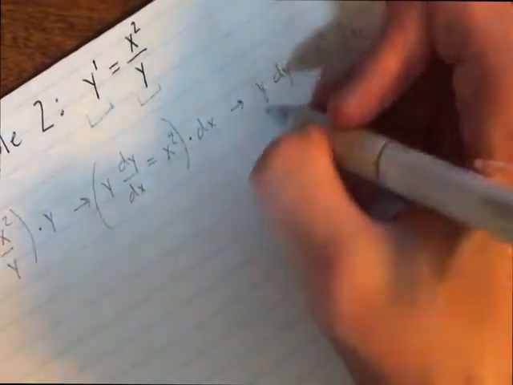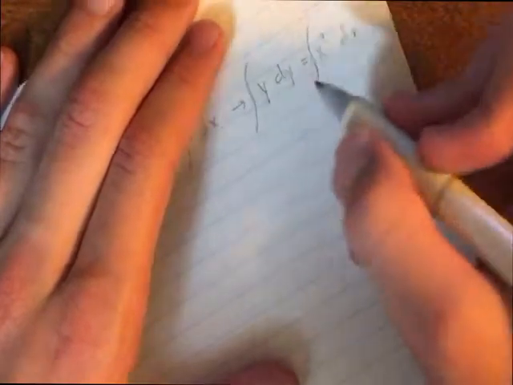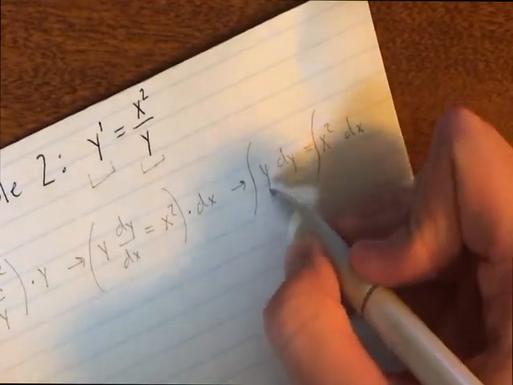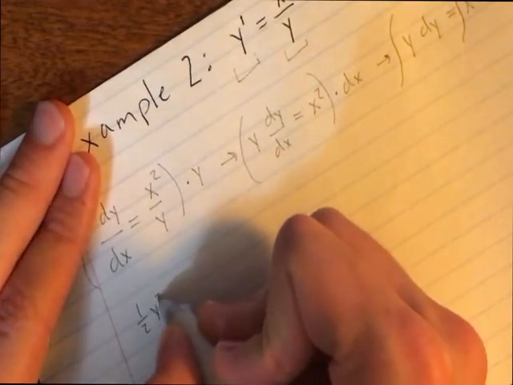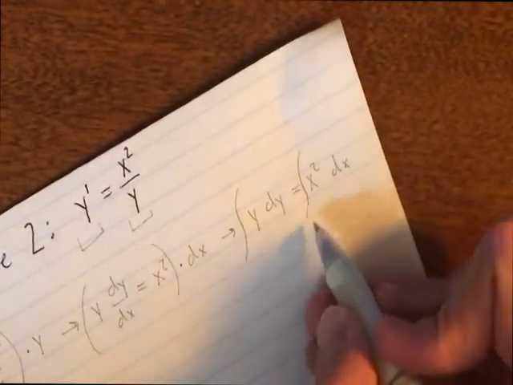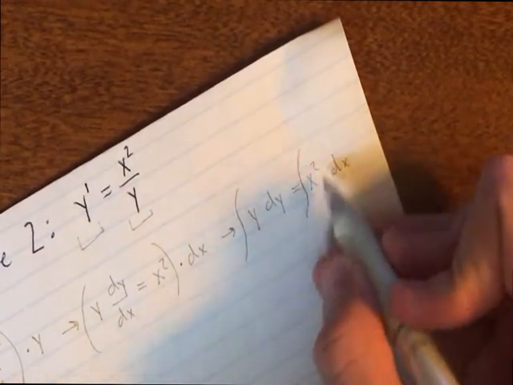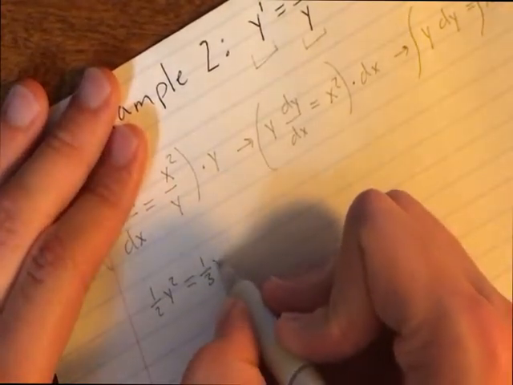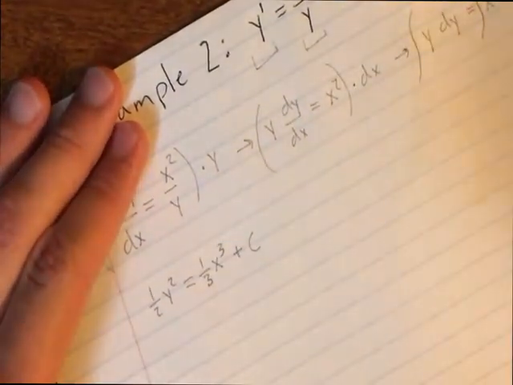Integrating both sides, right? Integrate this and integrate this. These are both power rules, y and x squared. So y is going to be y squared over 2, or 1/2 of y squared, and x squared is going to be x cubed over 3, which equals 1/3 of x cubed. Because it is an indefinite integral, we must not forget to add c.